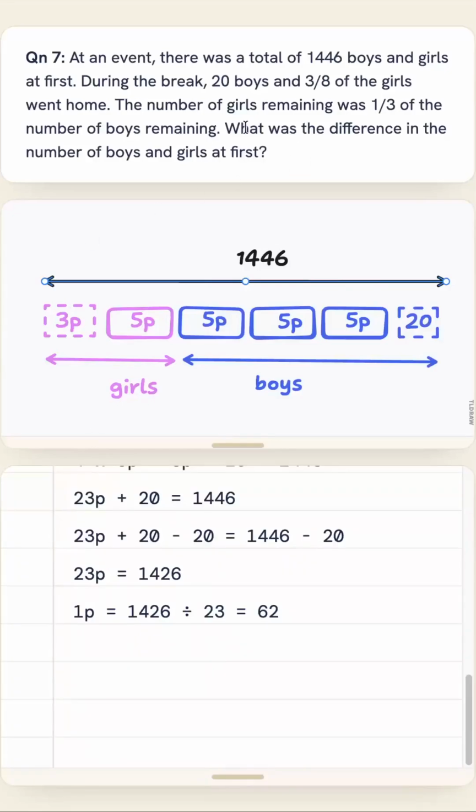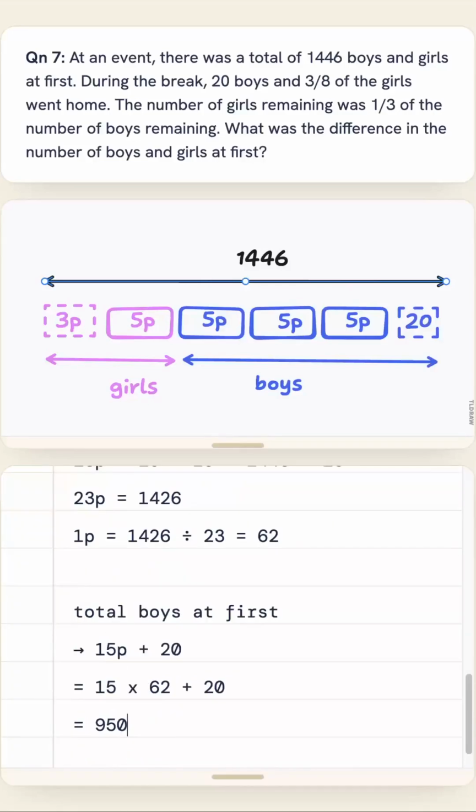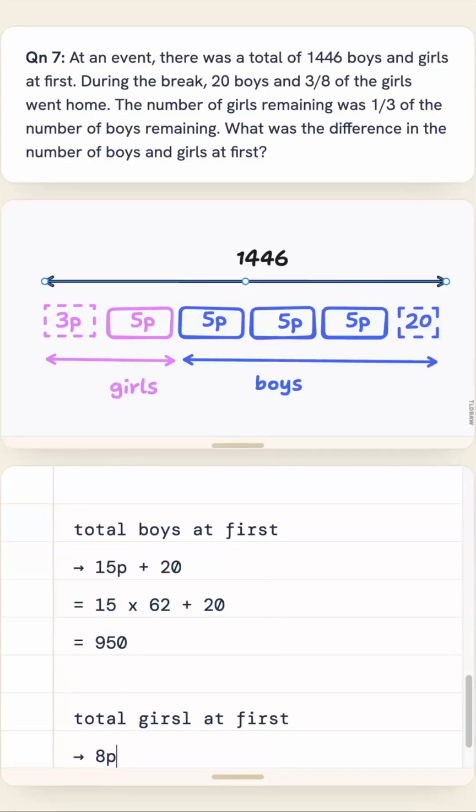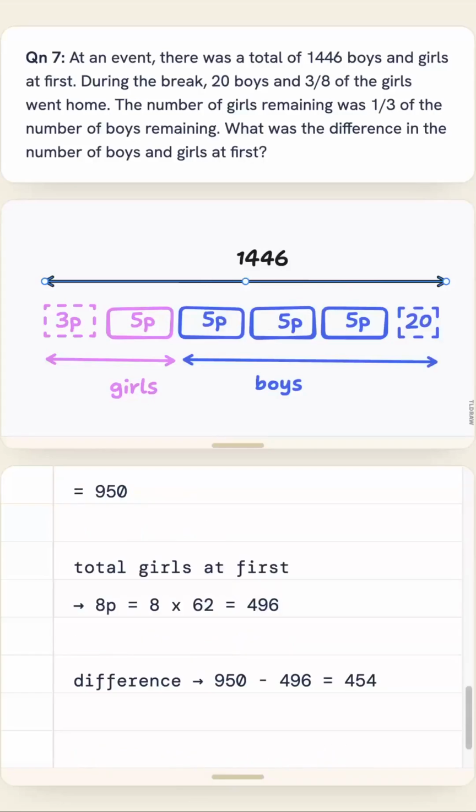So we want to find the difference between the number of boys and girls at first. So total boys at first, we have to look at it, is 15p plus 20. And then this will just be 15 times 62 plus 20. And this will give us 950. Then the total girls at first will be equal to 8p, which is essentially 8 times 62. And this will give us 496. So now the difference is basically 950 minus 496. And this will be equal to 454. And that's the answer.